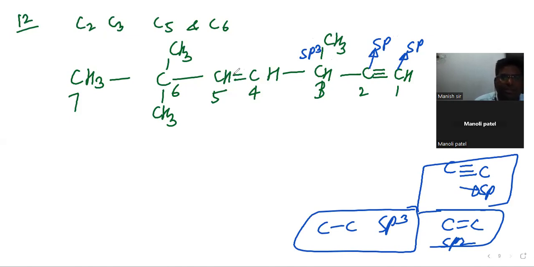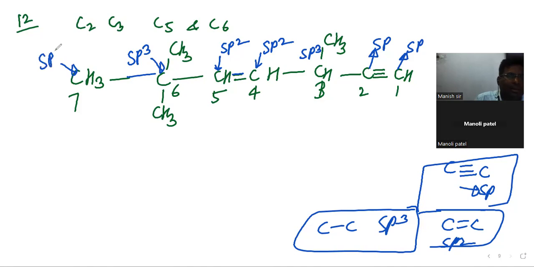Now fourth. It has a double bond, so it will be sp2 hybridization. Next is fifth. It is also making a double bond, so it will be sp2. Now look at the sixth. It is making single bonds with each carbon, so it will be sp3. And seventh is also sp3 because it is also making single bonds with hydrogen atoms. So write the hybridization state of each carbon. It was asked in 2009.